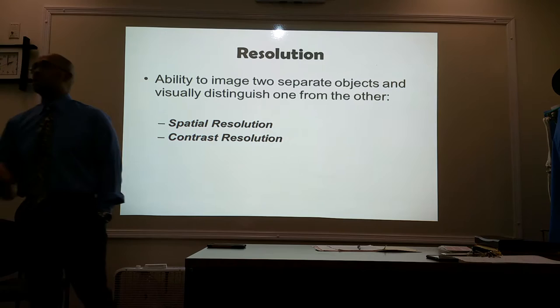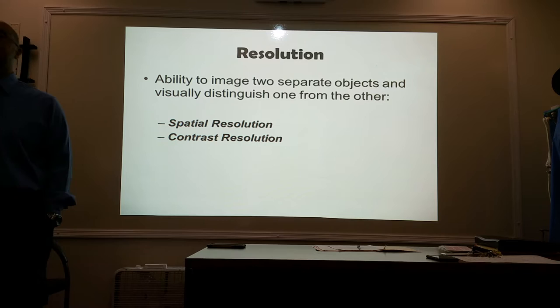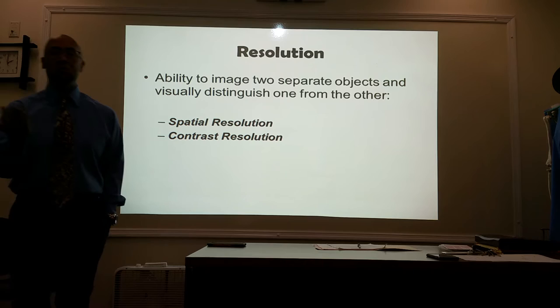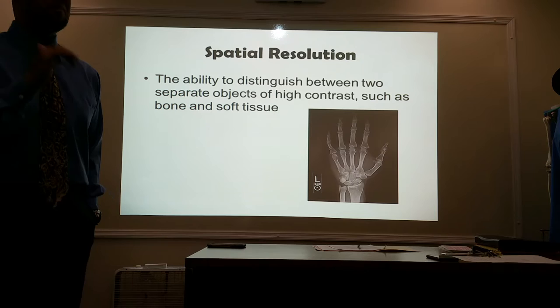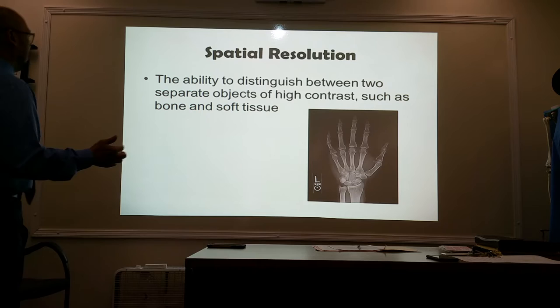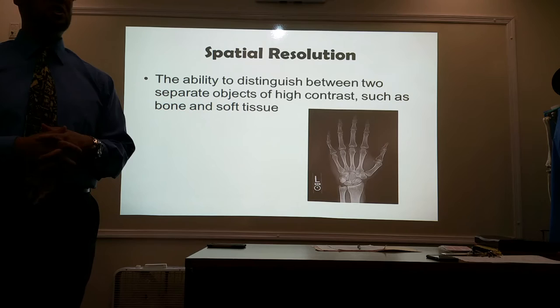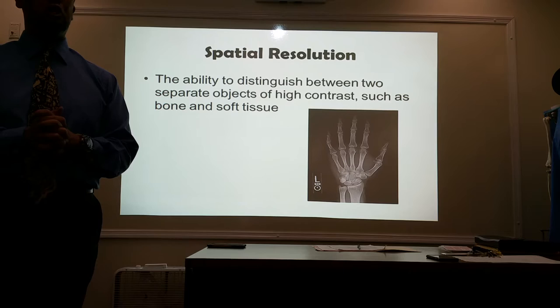So let's talk about two specific terms about resolution and detail. Resolution is the ability to image two separate objects and visually distinguish one from another. The first one here is spatial resolution. This is the ability to delineate or differentiate objects that are not very similar. So the ability to distinguish between two separate objects of high contrast, such as bone and soft tissue, they're not very similar. Two different objects.